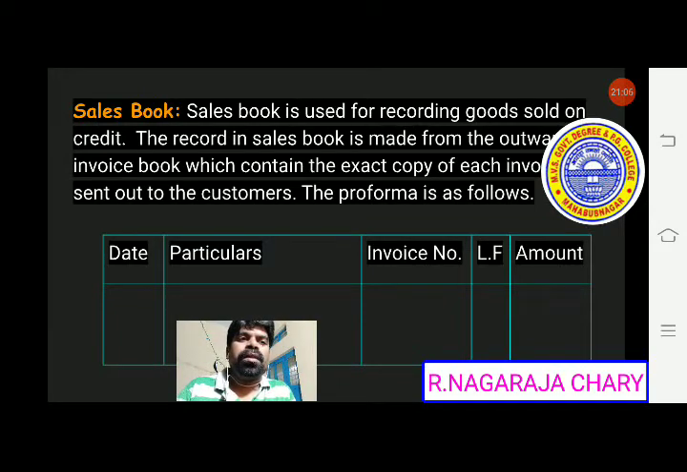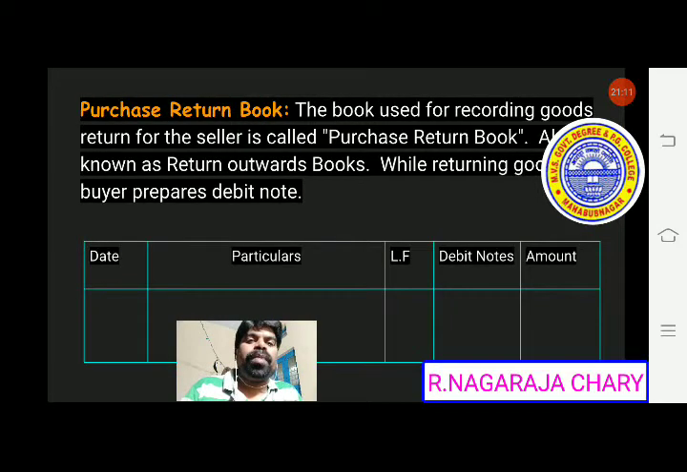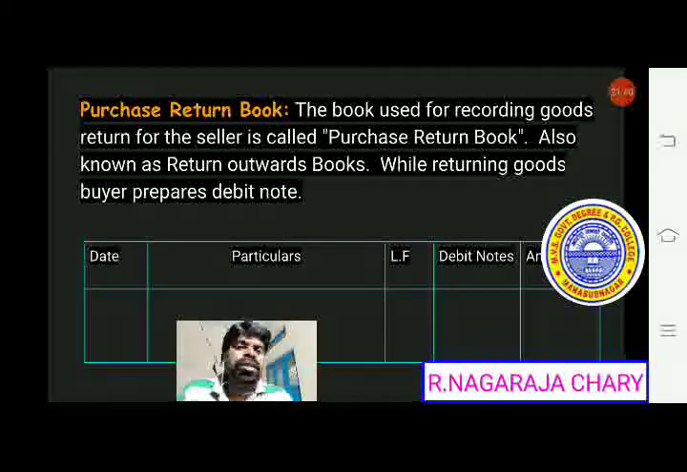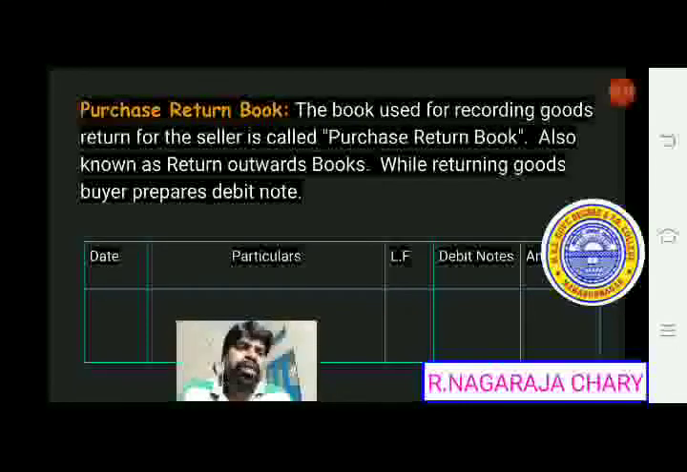Next we will see one more, that is the purchase returns book. Just now we saw the purchase book, purchase on credit basis, and sales on credit basis, where that information is recorded. Sometimes we may purchase, and after that, on some criteria, on some conditions, we may return the goods, we may return the material.